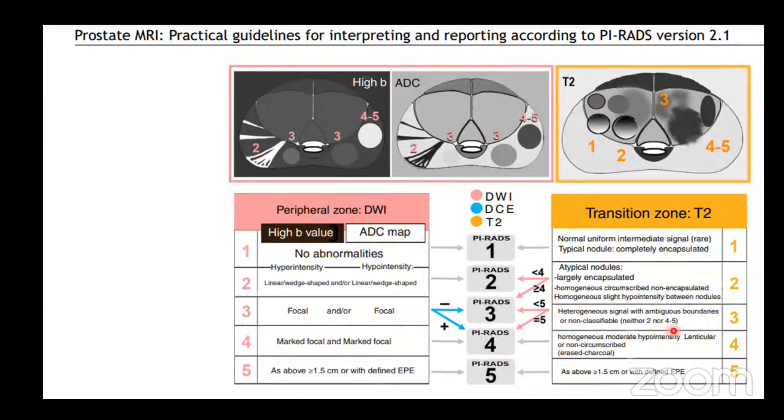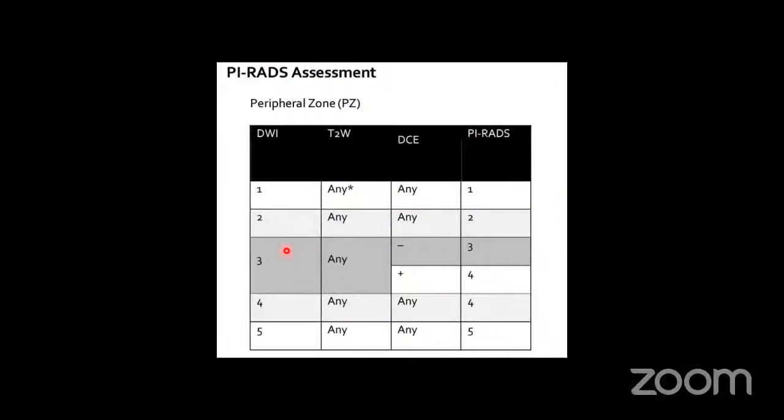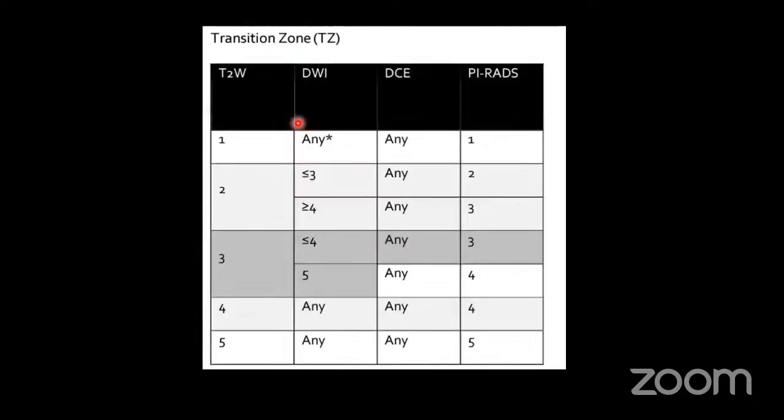Straight away, non-circumscribed erased charcoal, lenticular lesion. It goes into PIRADS 4. You may skip seeing the diffusion also. And same ill-defined lesion with non-circumscribed margins and area above 1.5 centimeters, it straight away goes to PIRADS 5. So this is how we have to read the lesions in transition zone and in the peripheral zone. So same thing, you can get these tables from various references and they're all standardized as per 2.1 version. You can always refer to these whenever you want before starting your reports.